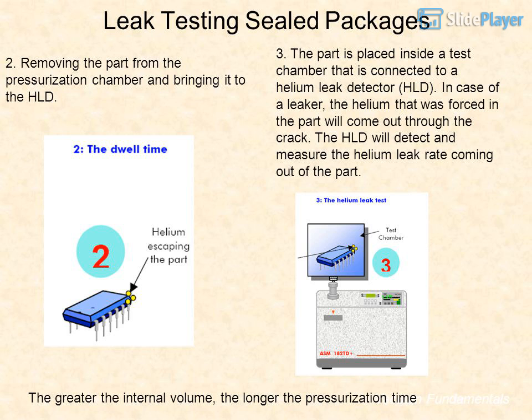Leak testing sealed packages. 3. The part is placed inside a test chamber that is connected to a helium leak detector, HLD. In case of a leaker, the helium that was forced in the part will come out through the crack. The HLD will detect and measure the helium leak rate coming out of the part. 2. Removing the part from the pressurization chamber and bringing it to the HLD. The greater the internal volume, the longer the pressurization time.